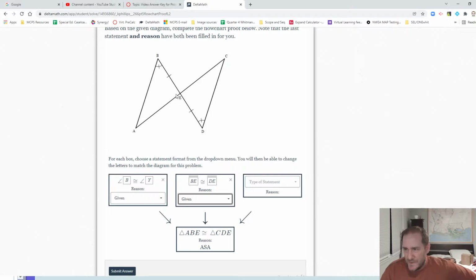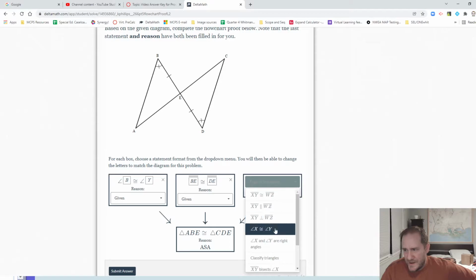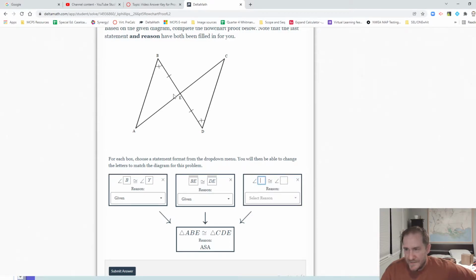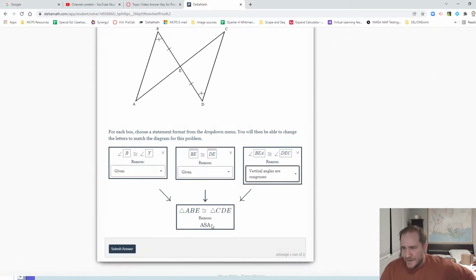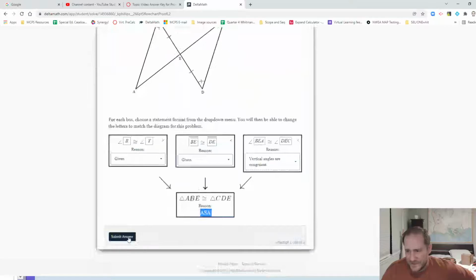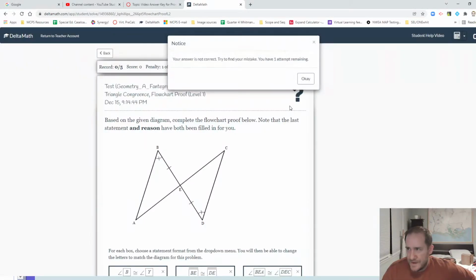And then finally, there's one more bit of information you had to find for yourself, and it's these vertical angles. So say, I want to talk about angles, and you'd have to type in, you can't say E and E, or it'll mark you wrong, I'm sure. So say BEA and DEC. And that's not given, that's vertical angles, so choose this option. And then you can say that the triangle is ABE and CDE. Actually, it's giving you the reason already. It would be angle side angle. So you just have to say submit and say yes.